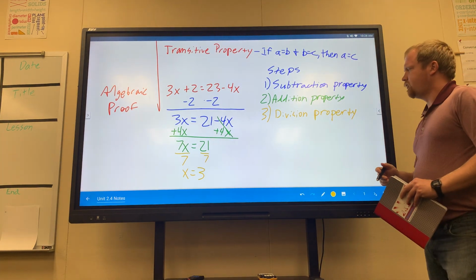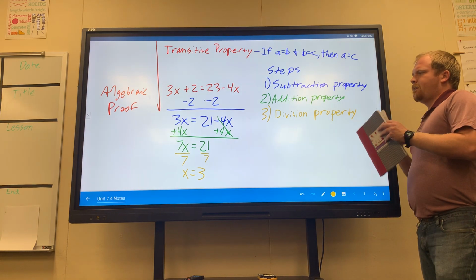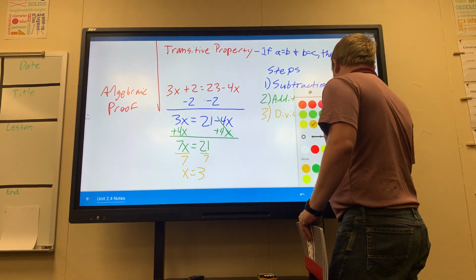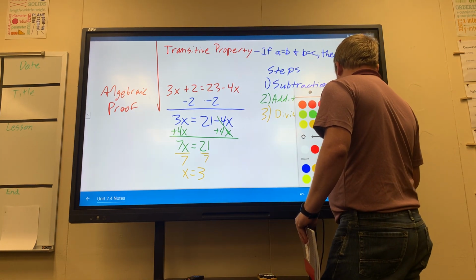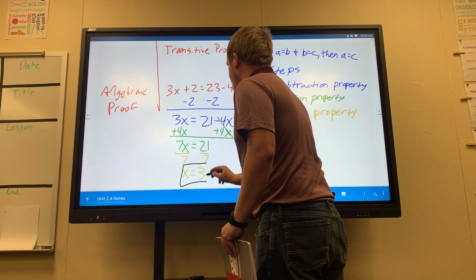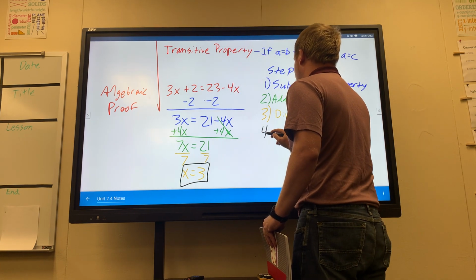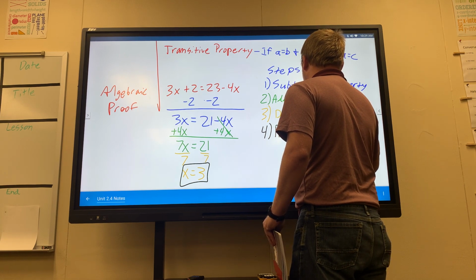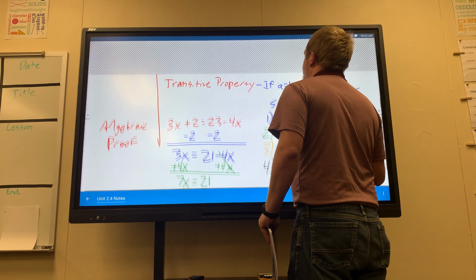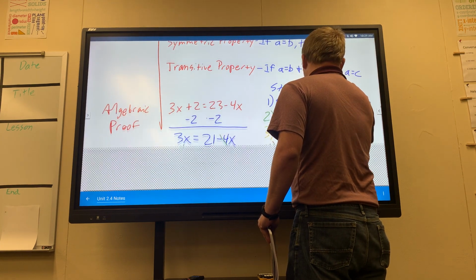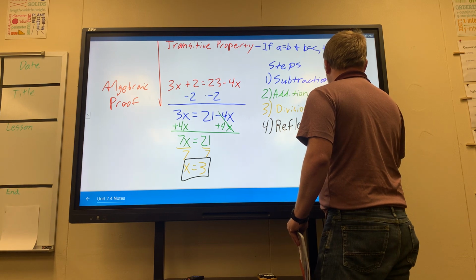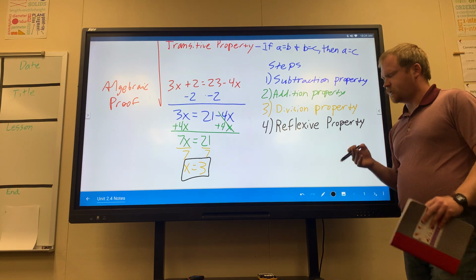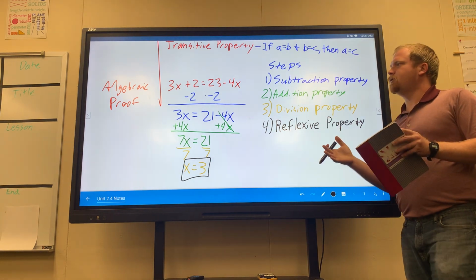Okay? And then this very last step, x equals 3. That's just our reflexive property. Did I spell that right? Yeah. Okay. That's all we have to do.